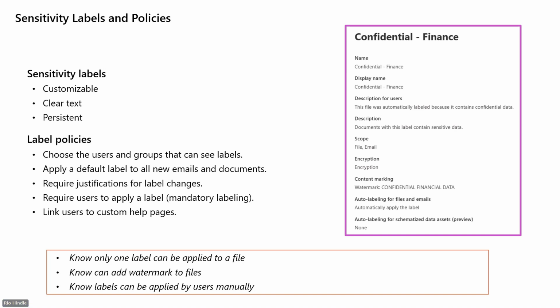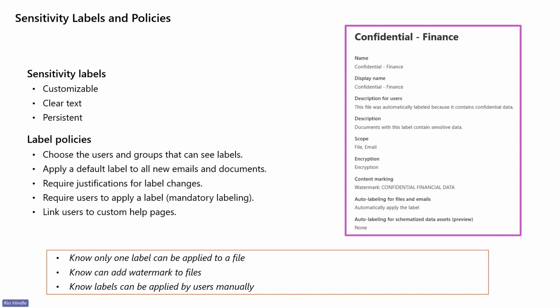We can also mark the content when Office apps are used. Marking the content includes, like I said, watermarks, headers, footers. Headers or footers can be added to emails or documents that have the label applied. Watermarks can be applied to documents, but not to the email. And we can apply the labels automatically.